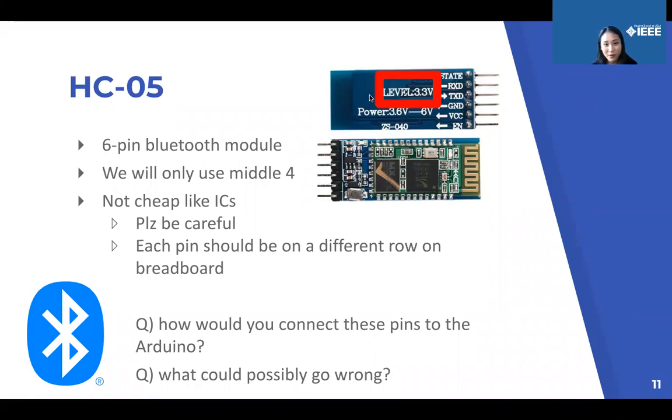And notice also it says power 3.6 volts to 6 volts. So you will be using the 5 volt pin on the Arduino to power the module. And the pin labeled EN stands for enable. We're not going to connect it to anything unless you're trying to type in some AT commands, which will only happen if something breaks, and you'll know.